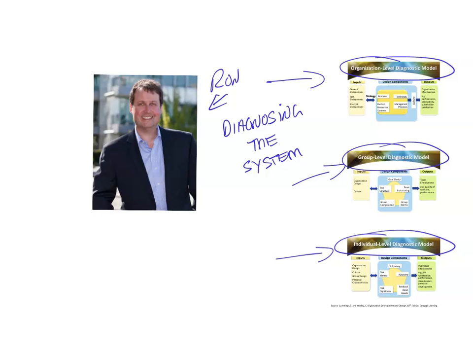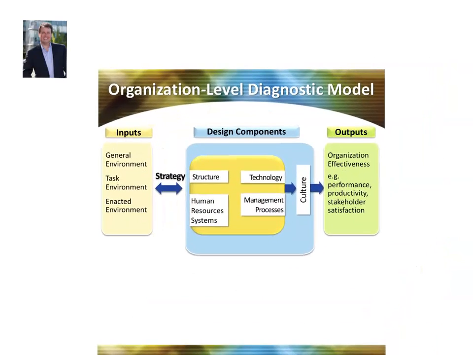So we're going to begin with the organizational level and see what an organizational system looks like broadly, so we can attempt to understand and perhaps diagnose what is going on from a change perspective. So we're going to use this diagram.